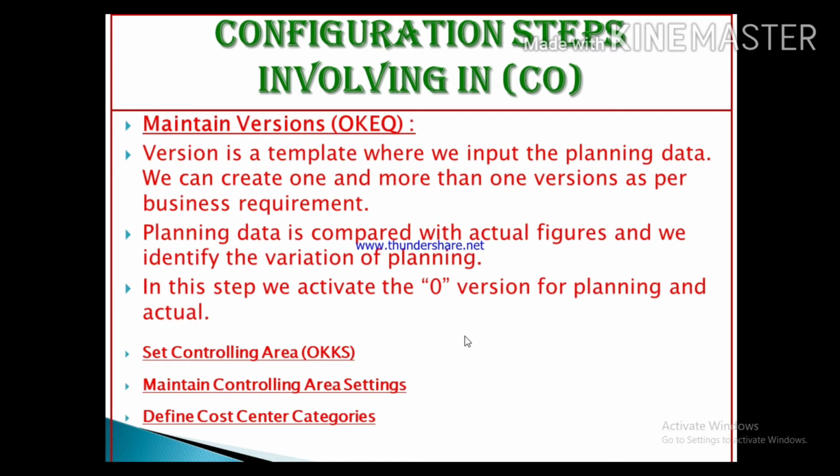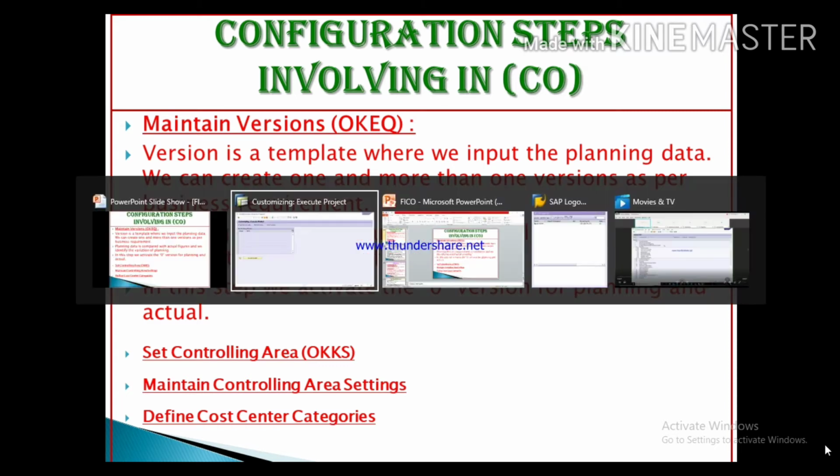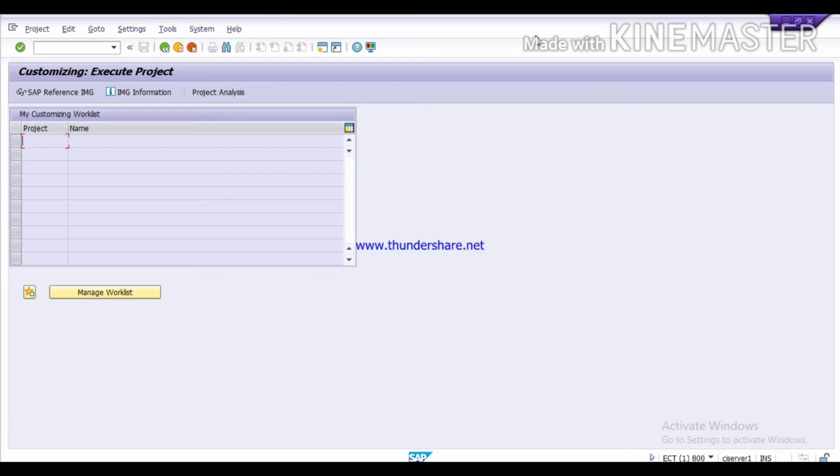Basically, planning is done by the planning team, but I am discussing this as a consultant, you should know these steps. So in this step, we activate the zero version for planning and actual data. So the T code OKEQ is used to maintain versions. So let's go to the SAP screen and we'll do the practical.